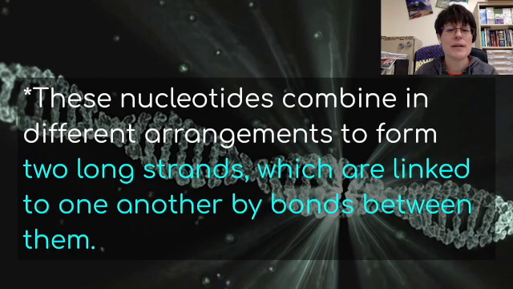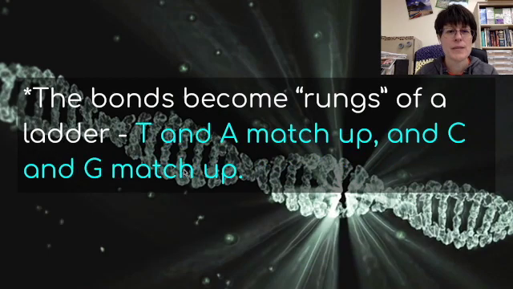These nucleotides combine in different arrangements to form 2 long strands which are linked to one another by bonds between them. So do you see these sides here? There's 2 of them. And then there are bonds in there. It's almost like a ladder structure. It's a twisted ladder structure. The bonds become rungs of a ladder. T and A match up and C and G match up. So I think of it as the straight letters matching and the curved letters matching.